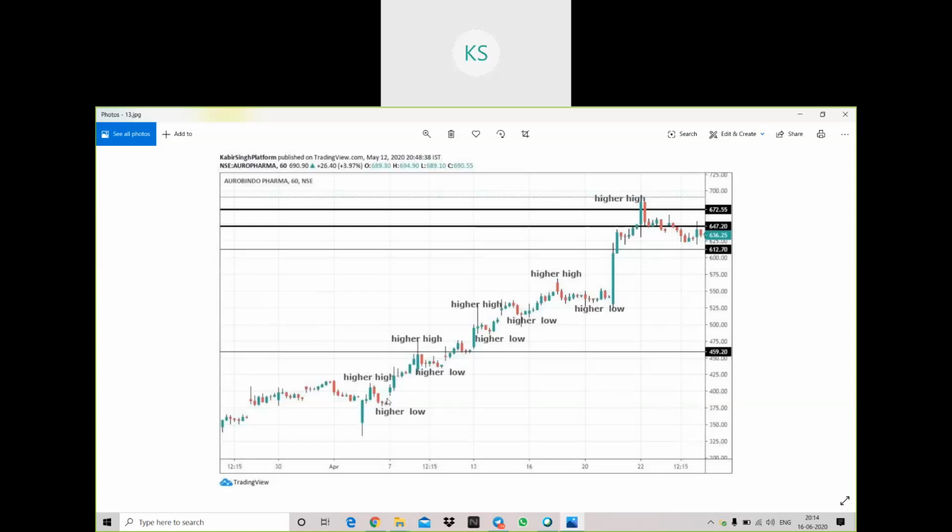Then again it went and made a new high. See, this new high is compared to this high because it has broken the previous high. It has made a new high, so I have given the name higher high. This is the logic behind this. This high is broken and it has made a new high, so I have written higher high again here.